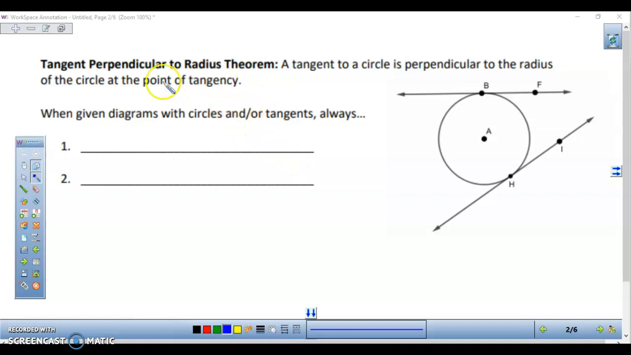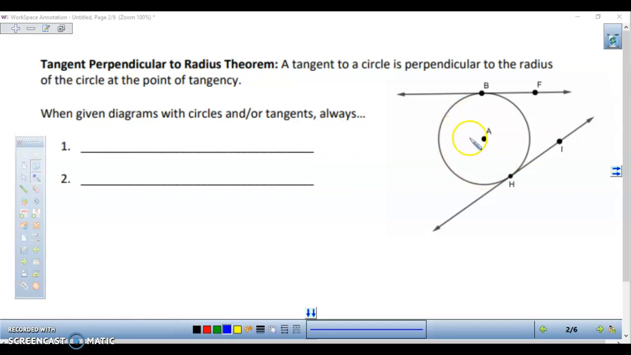So this first theorem, as you can tell, was not very creative with the name: the tangent perpendicular to radius theorem. These names are not set in stone across different texts. This is just what our textbook's author calls this theorem. It simply says that a tangent to a circle is perpendicular to the radius of the circle at that point of tangency.